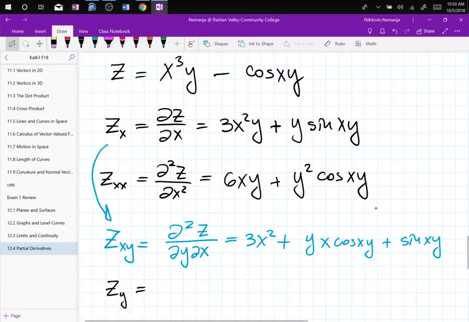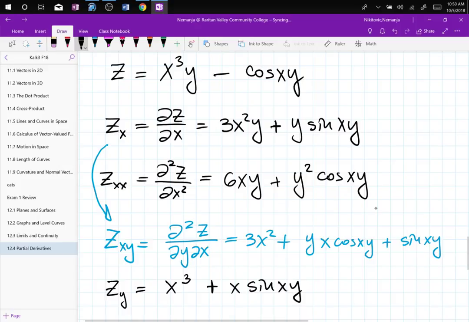All right, so the partial derivative with respect to y will give us just x cubed here. And then minus the partial derivative with respect to y, plus, will kick x out and have sine xy.